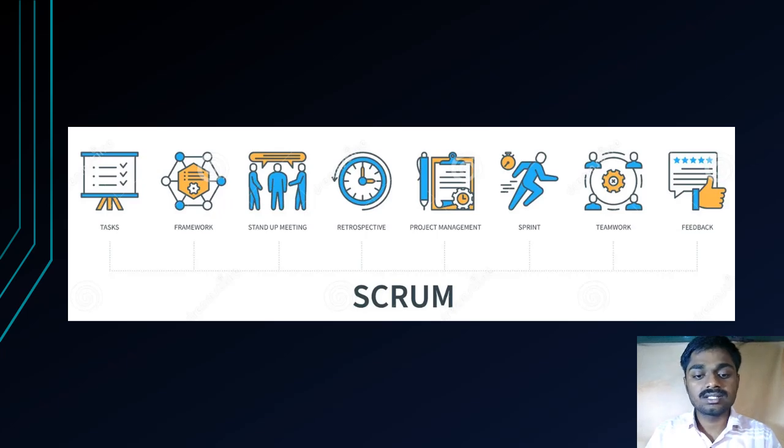Sprint, in a sense, is a period of time less than or equal to 1 month or 30 days. That is, the tasks are prioritized in the product backlog, which guides the team on what needs to be done.